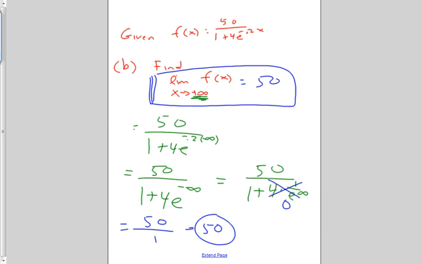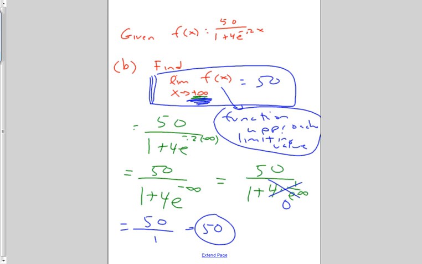And that's what we should expect, because as x gets close to positive infinity, this means that our function approaches its limiting value. And its limiting value is this L. So it makes sense that it's getting close to 50.